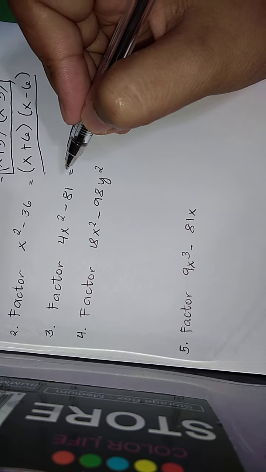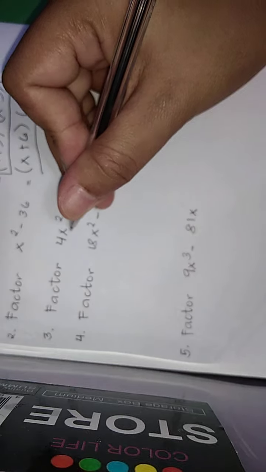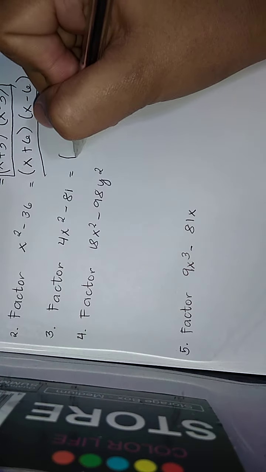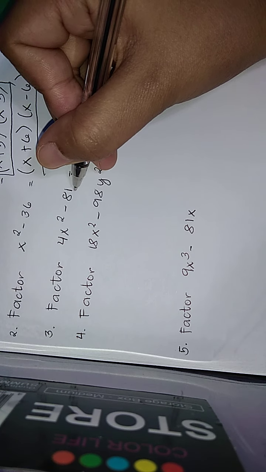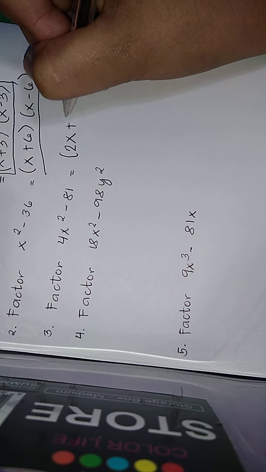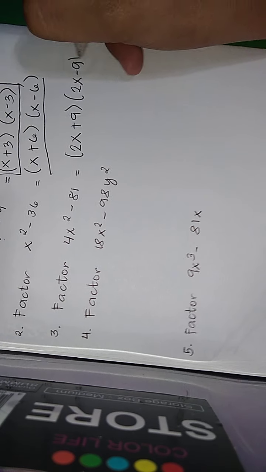Third example, factor 4x squared minus 81. Square root of the first term, so square root of 4 is 2. Square root of x squared is x. Square root of 81 is 9, so 2x plus 9, then 2x minus 9.